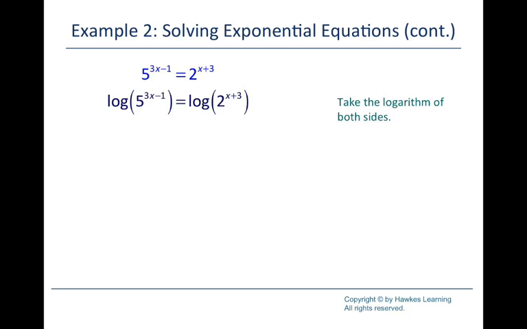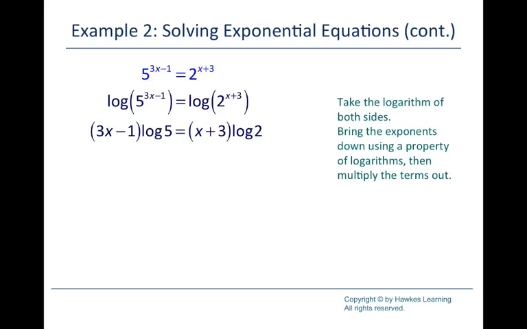So here we go. Take the log of both sides, then bring the exponents in front. Now this problem's a little trickier because there's more to it. You're going to have to distribute the log 5 to the 3x and the 1, and distribute the log 2 to the x and the 3. So that looks like this: 3x log 5 minus log 5 equals x log 2 plus 3 log 2.